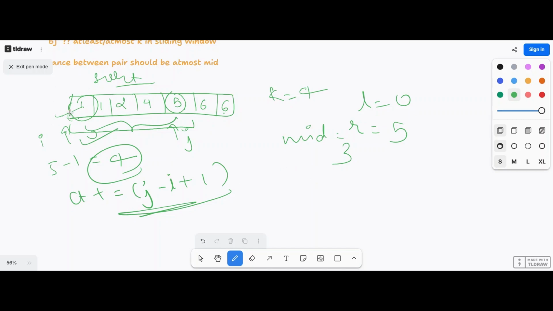So initially my i and j both are at the same point. So 1 minus 1 is 0. This is 1 first. 1 minus 1 is 0, which is less than or equal to 3. So I have to consider this pair.